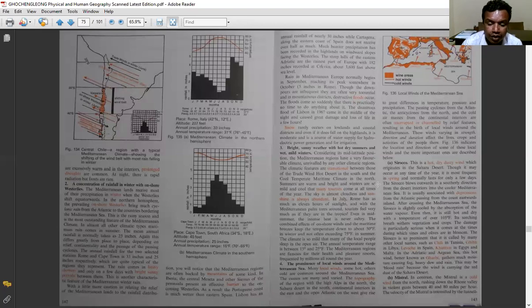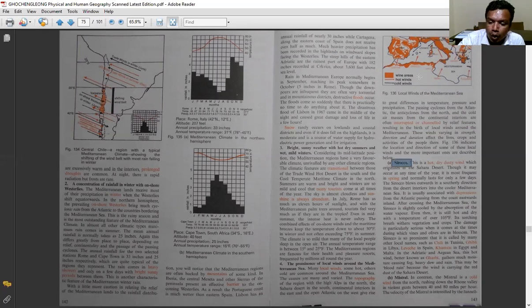Apart from this, there is one more important feature of the Mediterranean type of climate, that there are some local winds which blow in this region. Some are dry local winds, and some are cold winter winds. So hot local winds and cold winds are coming here. So you can see local winds, that is one famous type of local winds which blows in the northern part of Africa.